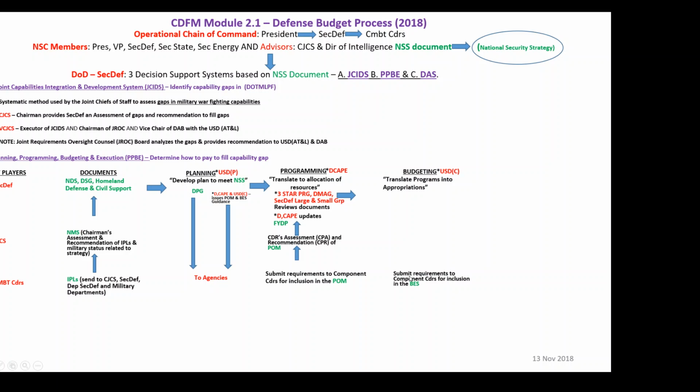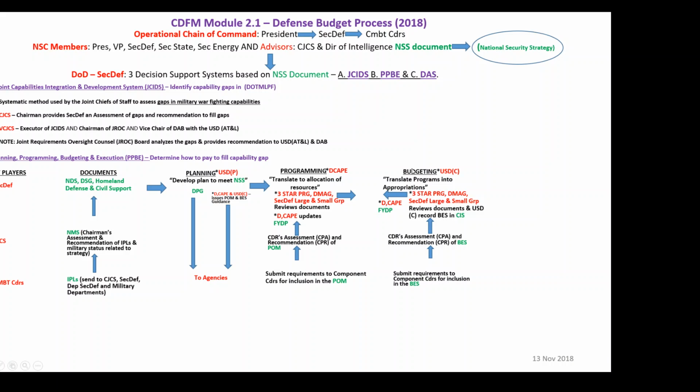Submit requirements to component commanders for inclusion in the BES. The Chairman gives his assessment and recommendation of the budget request. The same forums again review the budget, and then you record the budget information in the CIS, Comptroller Information System. Remember we said the CIS comes here. It's the DoD database, Comptroller Information System, FYDP, anything we need to update there on the budget side.